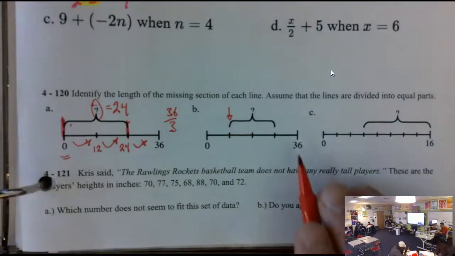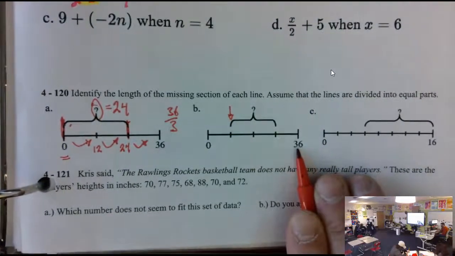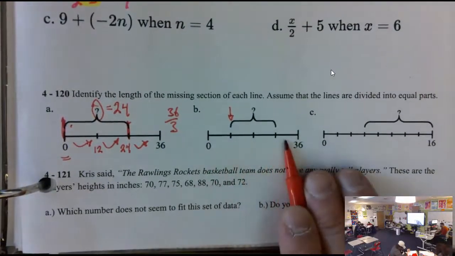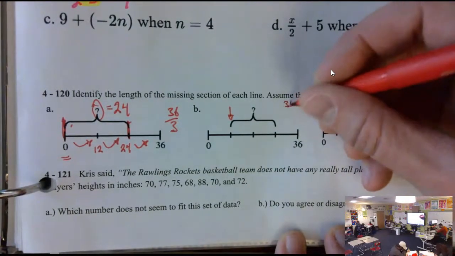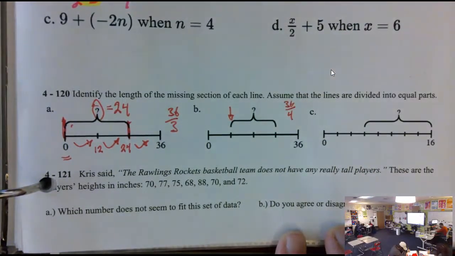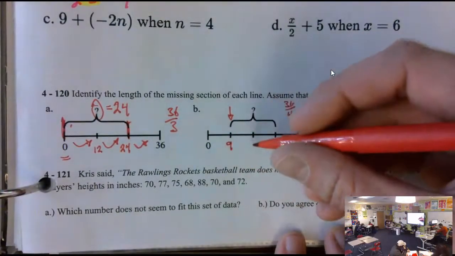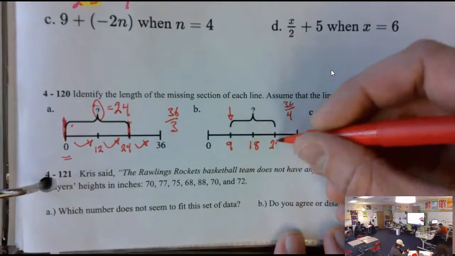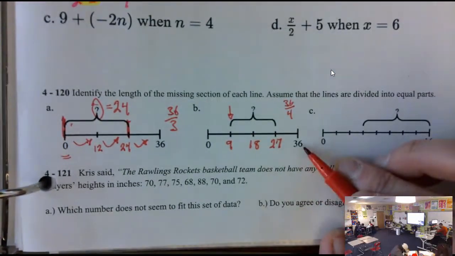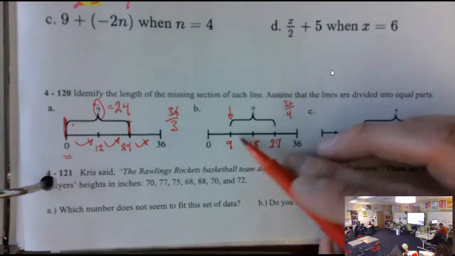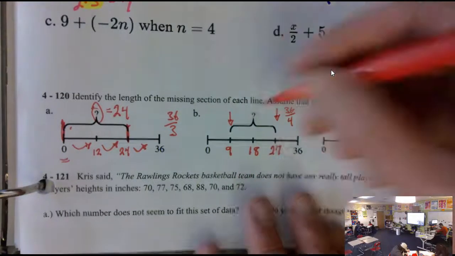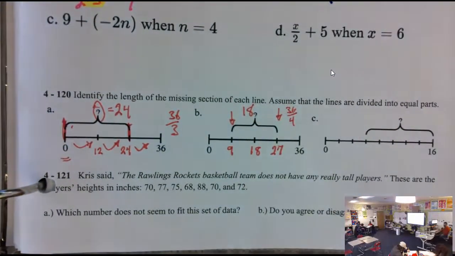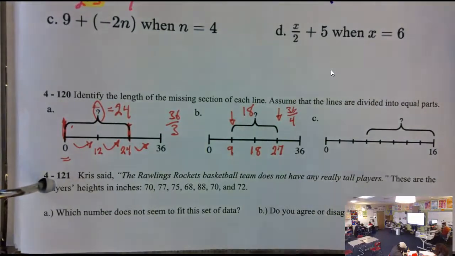For B, it's 36 still, a length of 36, but it's divided into 1, 2, 3, 4 sections. So we would do 36 divided by 4, not quite sure where to write it. That comes out to be 9. Yeah, I think that's 9, so we'd have 9 here, 18, 27, and the math should work out to get us to 36. And then how long would 2 sections of 9 be? 18. Questions on that?